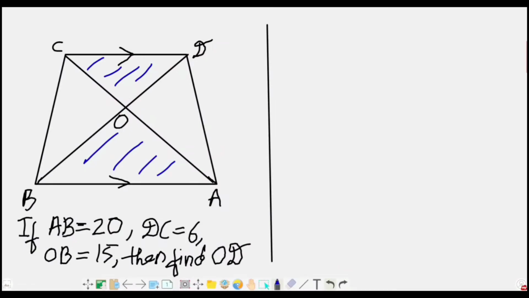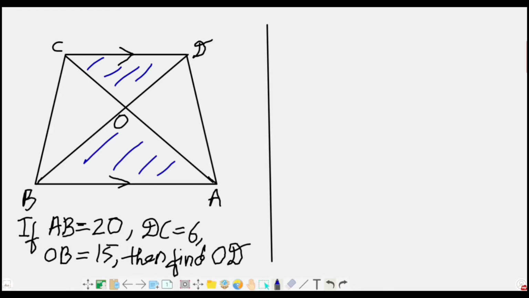Now students, let's solve this sum. ABCD is a trapezium in which AB is parallel to CD, AB is given 20, DC is given 6, OB is 15, and you are asked to find the value of OD. Now I've shaded two triangles, COD and AOB. We have to prove that these two triangles are similar.